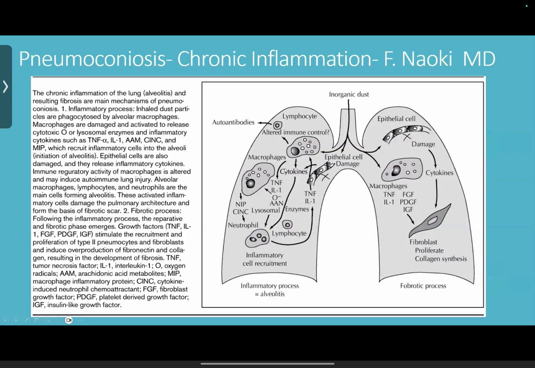Okay, so I borrowed this from Dr. Naoki's paper, and it sort of says, what are the immune activities that are happening?